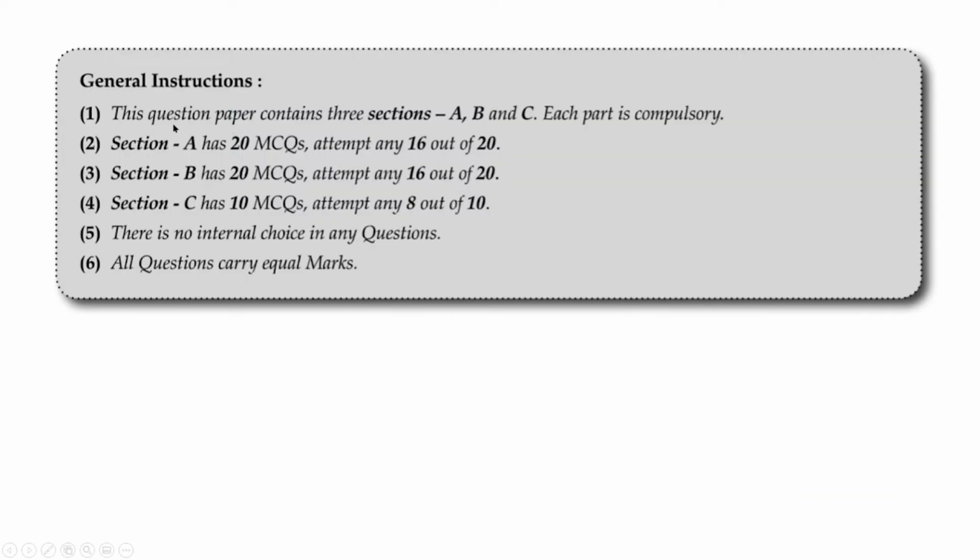The general instructions: this question paper contains 3 sections A, B and C. Each part is compulsory. Section A has 20 MCQs, attempt any 16 out of 20. Section B has 20 MCQs, attempt any 16 out of 20. Section C has 10 MCQs, attempt any 8 out of 10. There is no internal choice in any questions. All questions carry equal marks.